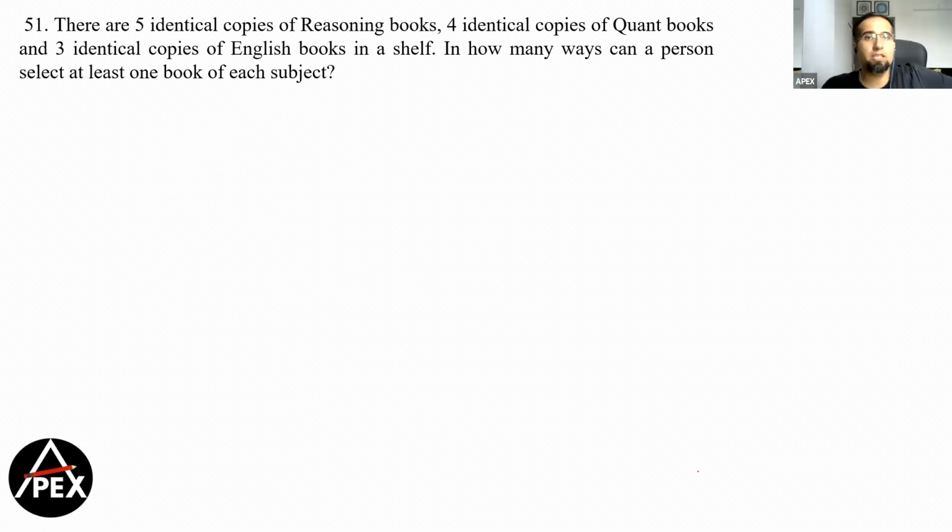Now you see, you want to pick at least one book of reasoning. So if it is at least one book on each subject, what will it be? 5 ways in which you can pick reasoning books, 4 ways in which you can pick quant books, and 3 ways in which you can pick English books, because it is at least one on each subject. And the answer here becomes 60.